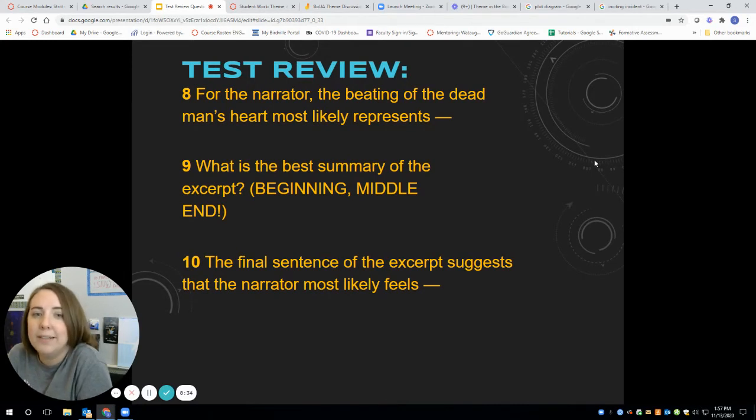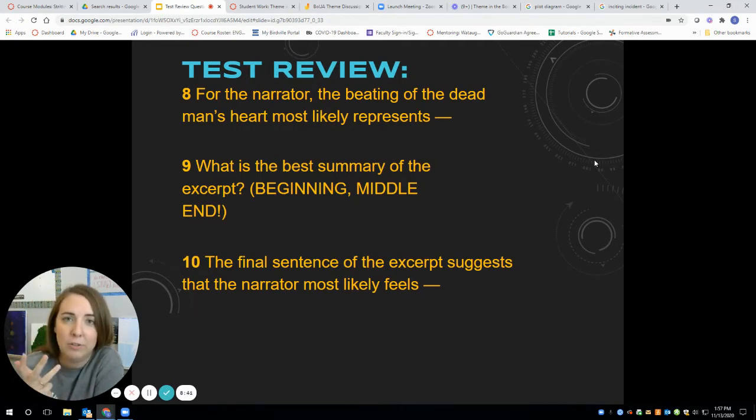Number 9, what is the best summary of the excerpt? Friends, to have a summary, you need to have a beginning, a middle, an end, and the big picture. I wish I'd put that in there with the big picture, but you've got to have all those things.